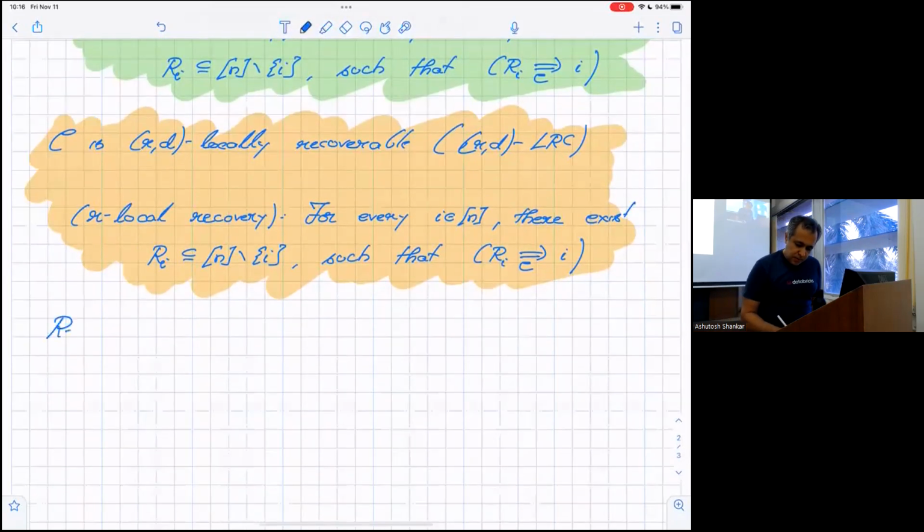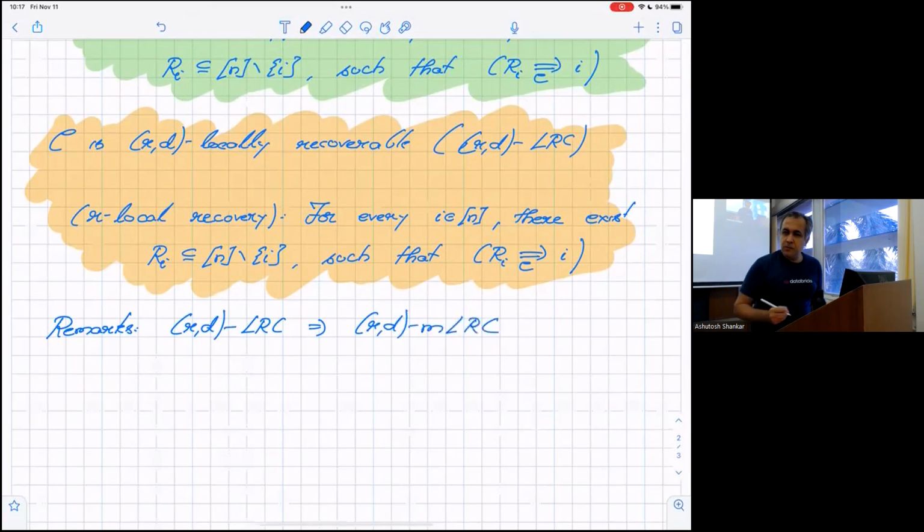Some remarks here. From the definition, an RD-LRC is certainly an RD-MLRC. And in the above definition, we don't make any computational assumption. The problem is combinatorial.